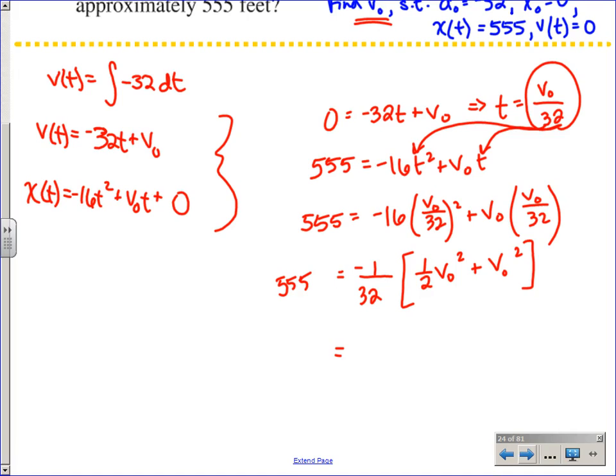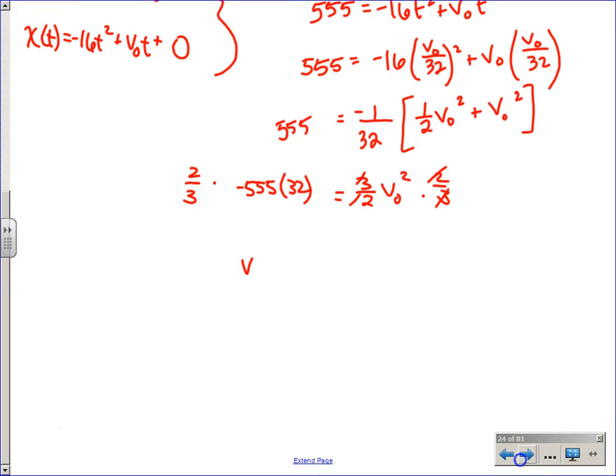I can multiply this side by 32, so that's 555 times 32 equals 1 plus 1/2 is 3/2, right? 3/2 v sub naught squared. I can multiply by 2/3. Does 3 go into anything? Ugh. I think this is a nasty calculator question. Who has one close, including your phone? All you need to do for me is go ahead and square root. Wait a minute, square root?